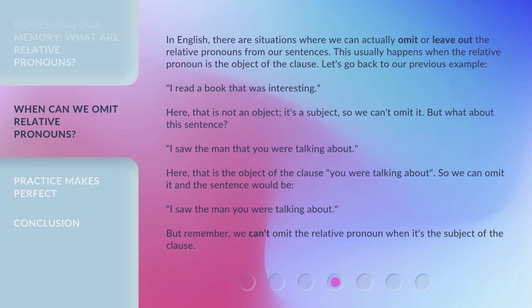But what about this sentence? I saw the man that you were talking about. Here, that is the object of the clause, you were talking about. So we can omit it and the sentence would be, I saw the man you were talking about. But remember, we can't omit the relative pronoun when it's the subject of the clause.